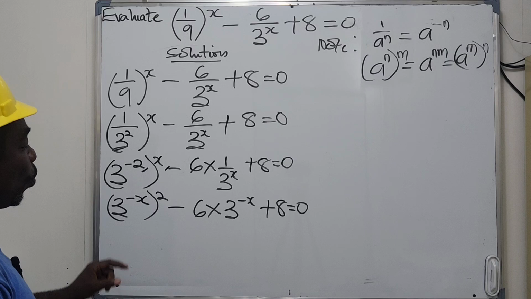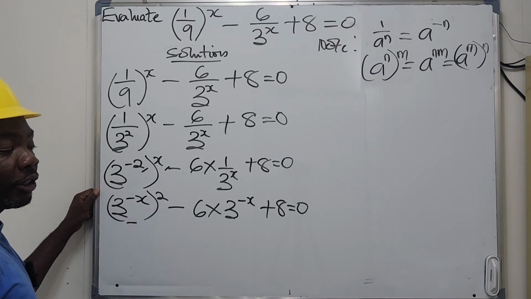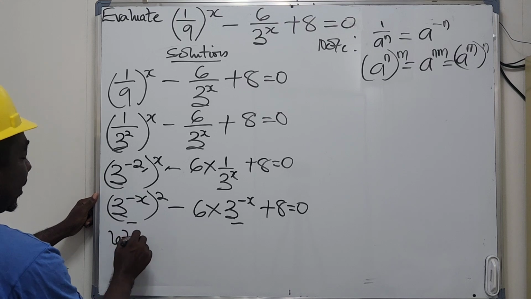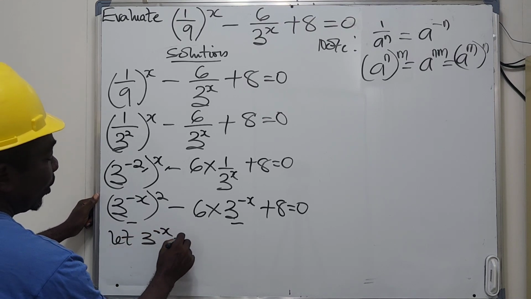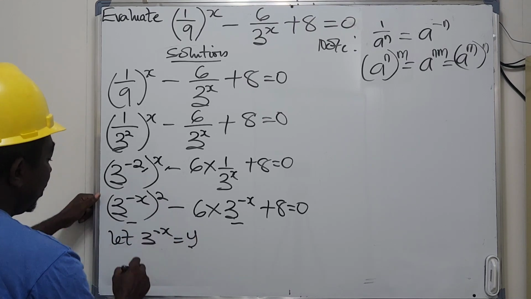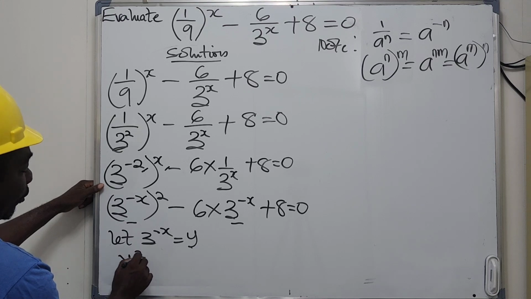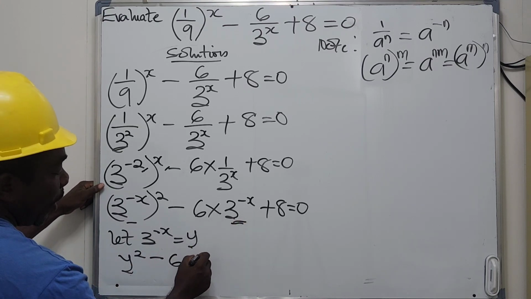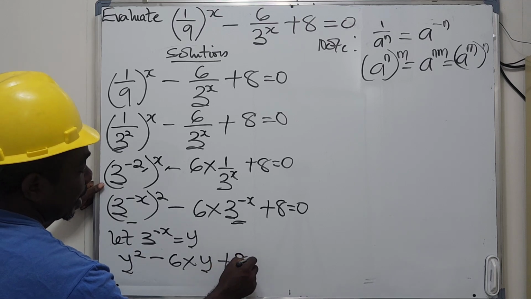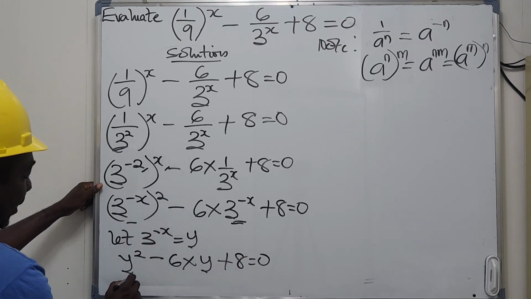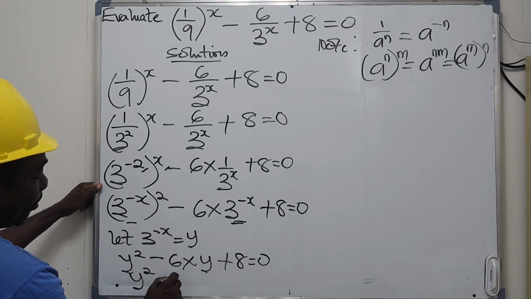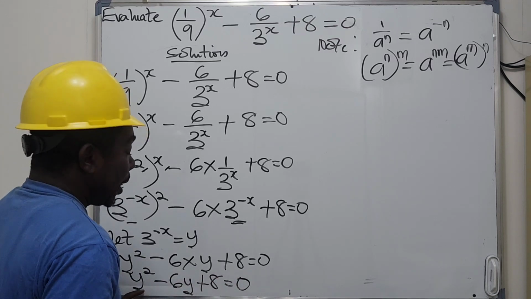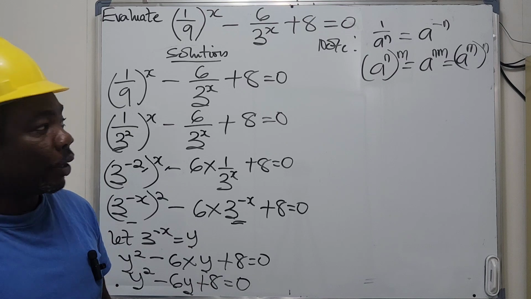In this case, we can see that we have 3 to the power of minus x here and 3 to the power of minus x here. We say let 3 to the power of minus x equal y. So in this situation, we have y to the power of 2, minus 6 times y, plus 8 equals 0. This is the same thing as y squared minus 6y plus 8 equals 0, and this has turned out to become a quadratic equation.